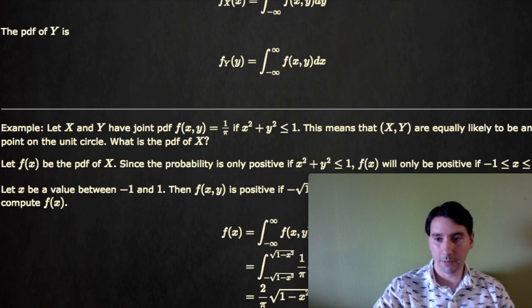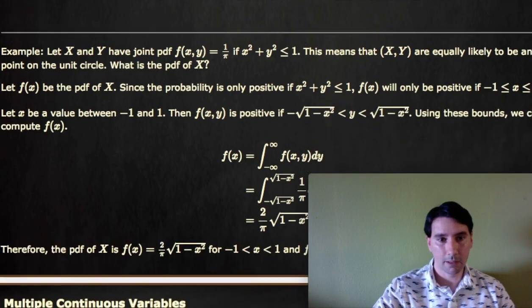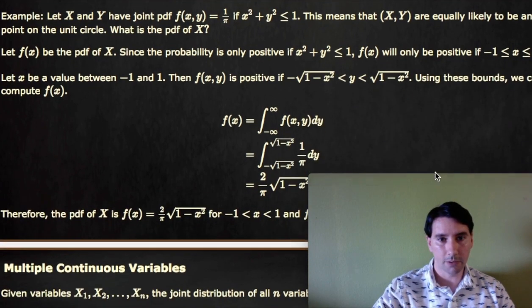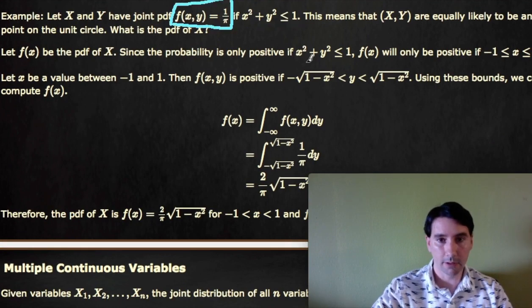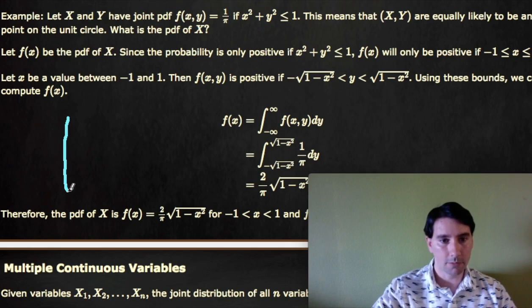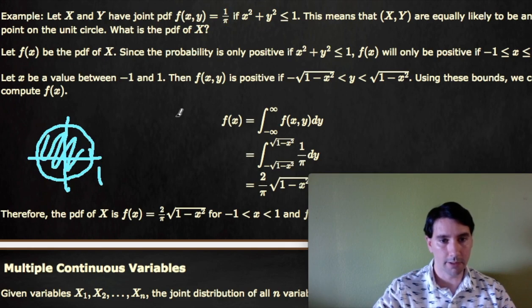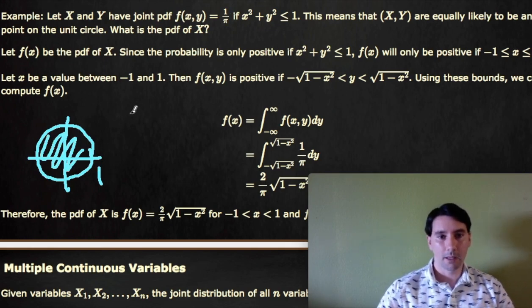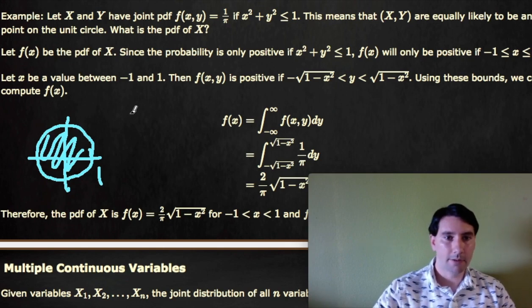So let's do one example of that. Let X and Y have joint PDF f of x, y equals 1 over pi if x squared plus y squared is less than or equal to 1. This is just a uniform distribution over a circle of radius 1. So we have a circle of radius 1, and X and Y can land anywhere in here. Then we want to find f of x, the PDF of X.